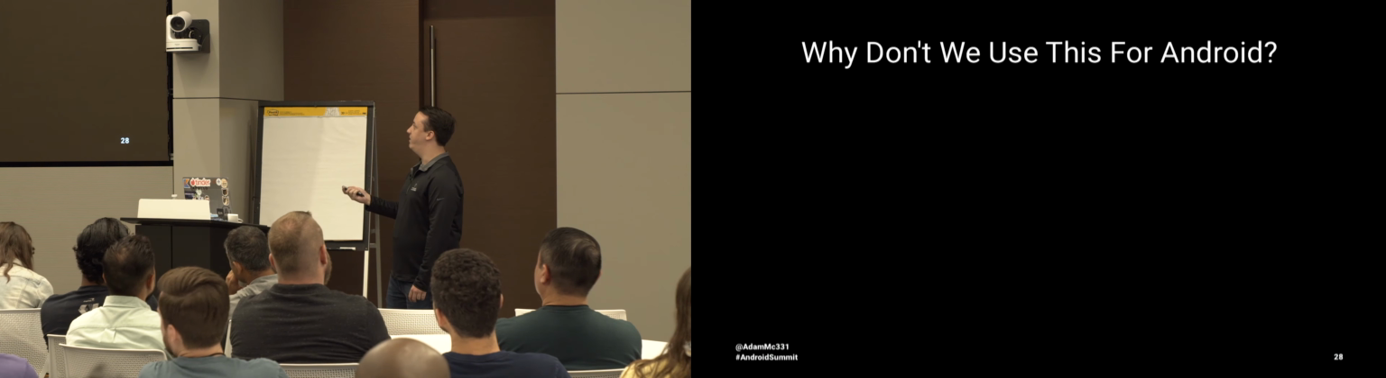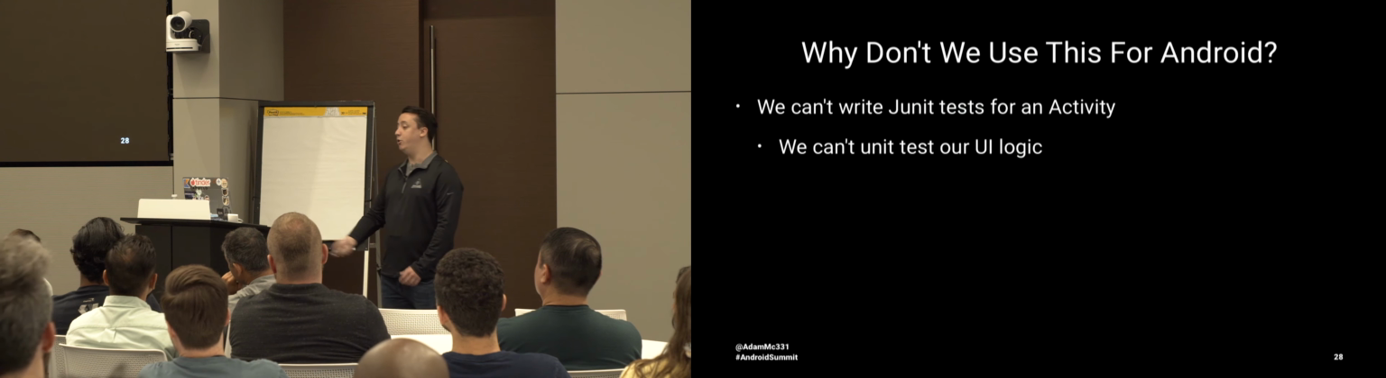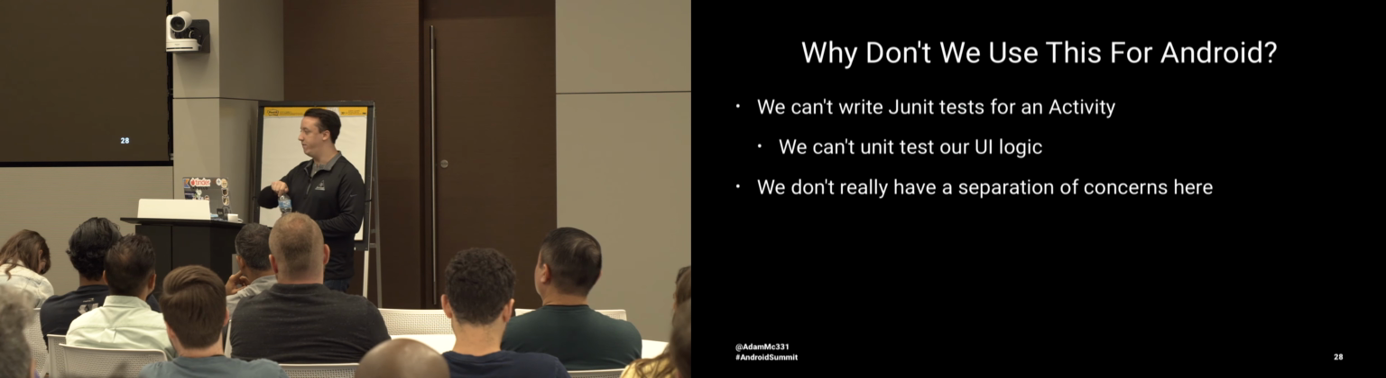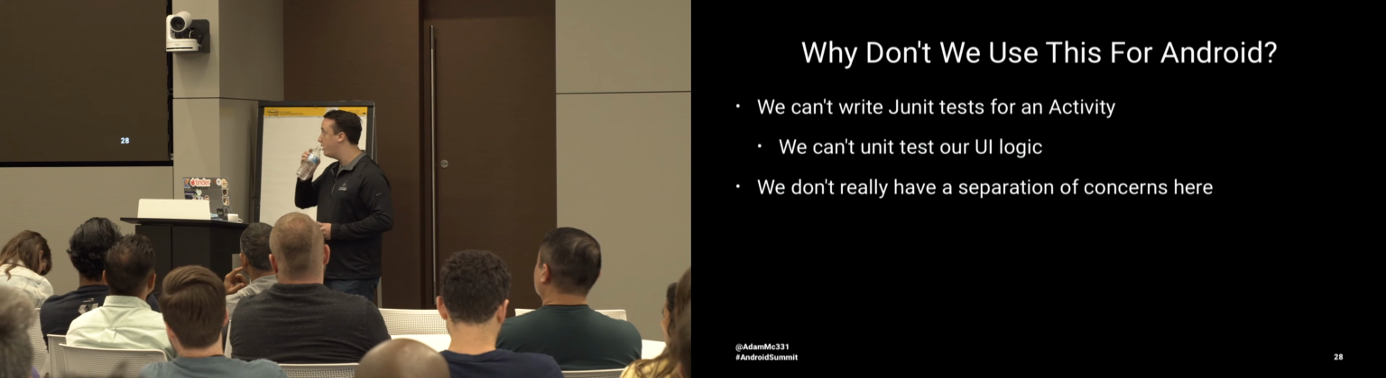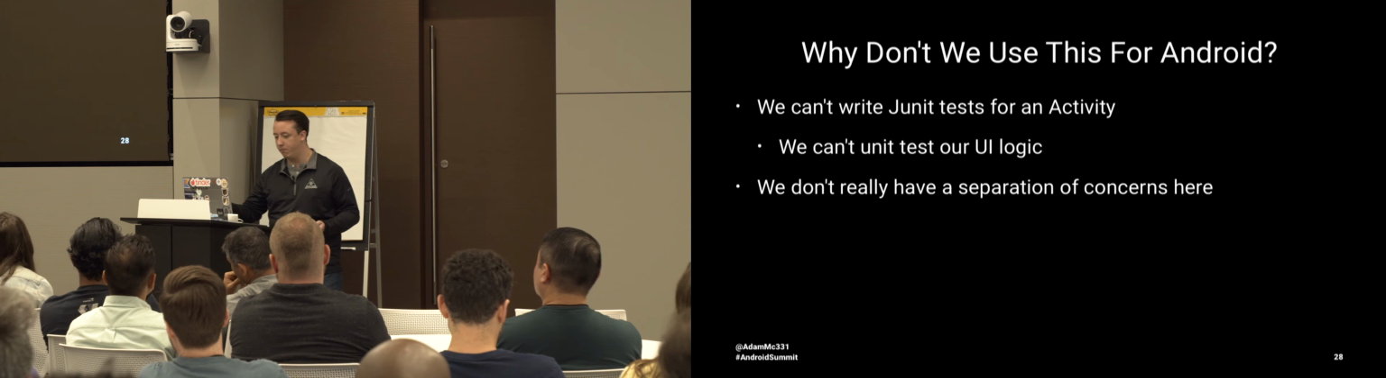So the problem we run into is, well, we can't write JUnit tests for an activity, so all of that UI logic I talked about can't be tested. And we also don't really have a separation of concerns here, because we have two components that we end up writing in one class.